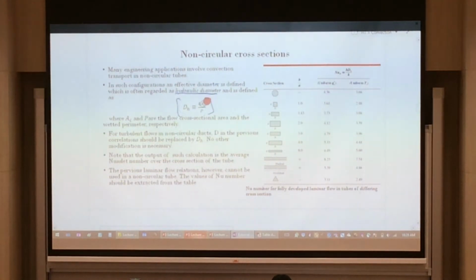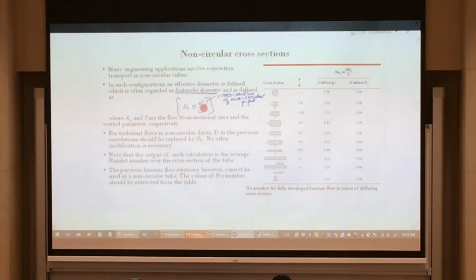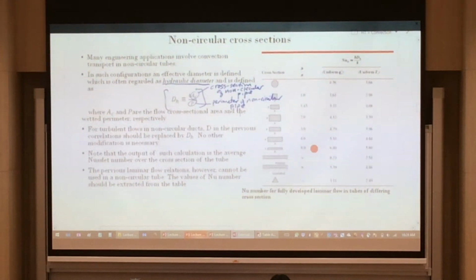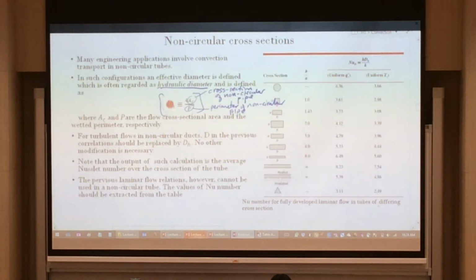So this one here refers to your cross-section of your non-circular pipe. And this T over here refers to your perimeter, again, of the non-circular pipe. So it's only with that we could find out what is the diameter that we can use later on for looking for things like your Reynolds number.